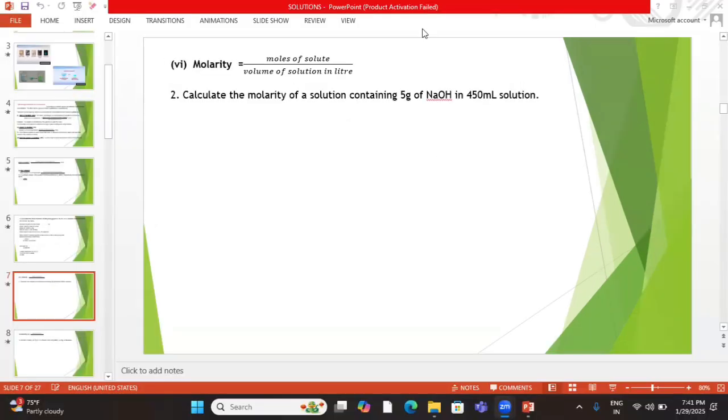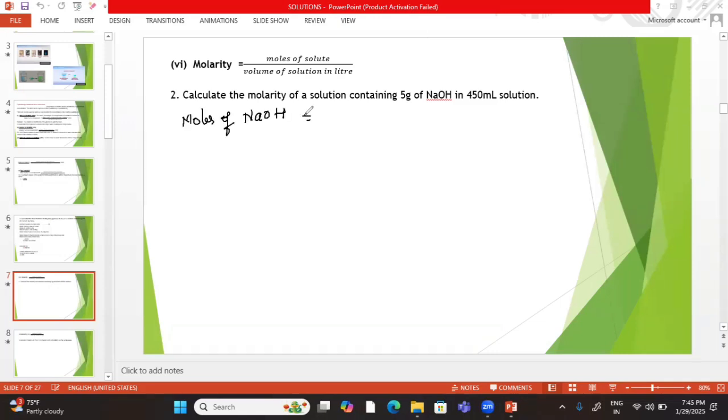Molarity. Here is the given problem on molarity. Calculate the molarity of a solution containing 5 gram of NaOH in a 450 ml solution. The molarity formula: molarity equals the moles of the solute divided by the volume of the solution in liter. Here they have given 5 gram of NaOH, right? So 5 gram divided by the molar mass of NaOH.